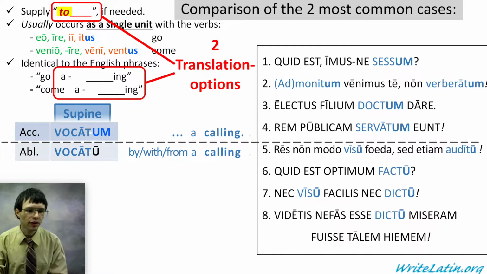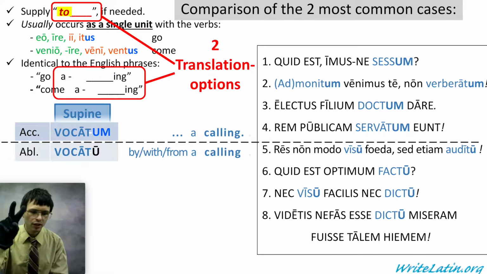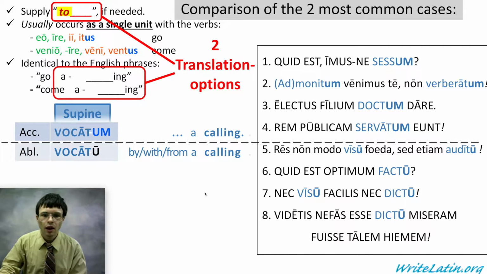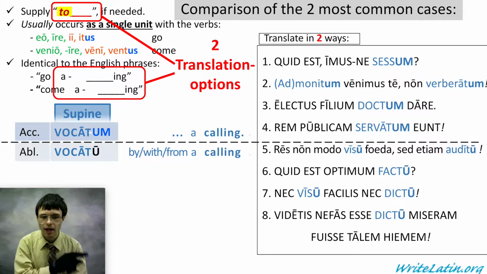And notice that we have 2 translation options. You can say the boring old generic to blank. That's easy. Or you can say a-blanking. Okay, and so now let's do some exercises, some examples. I want you to translate each of numbers 1 to 4 in 2 ways each. So stop the video and turn it on when you're ready to see the answer.